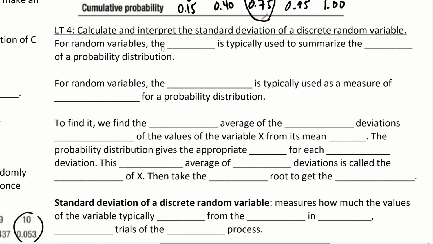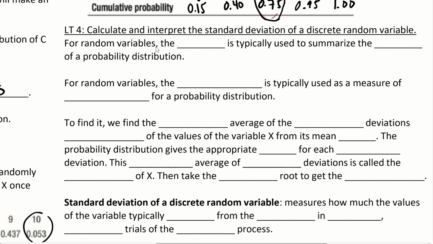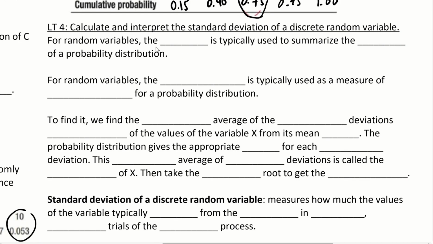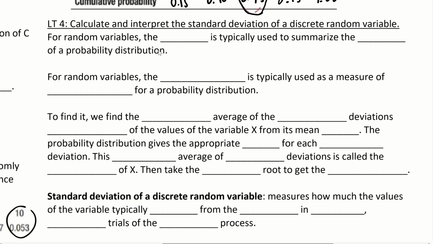So let's look at learning target 4: calculate and interpret the standard deviation of a discrete random variable. For random variables, we're going to look at the standard deviation. We looked at the mean earlier, so now let's focus on the standard deviation. We know that the mean is typically used to measure the middle or the center of a probability distribution. If we wanted to measure the variability, which is the spread, we would use the standard deviation. All right, it's typically used as a measure of variability.